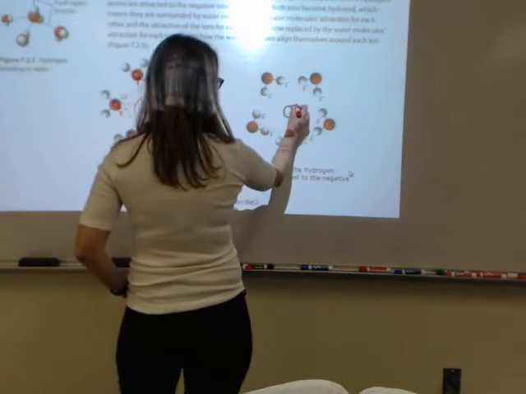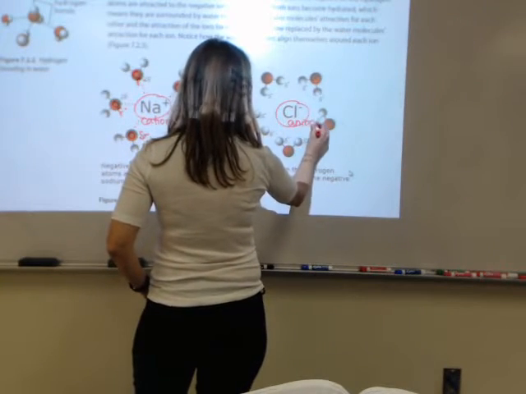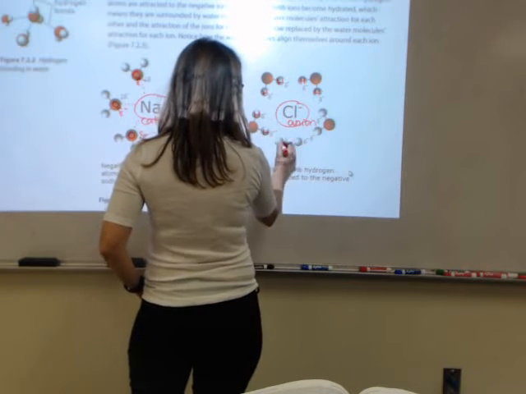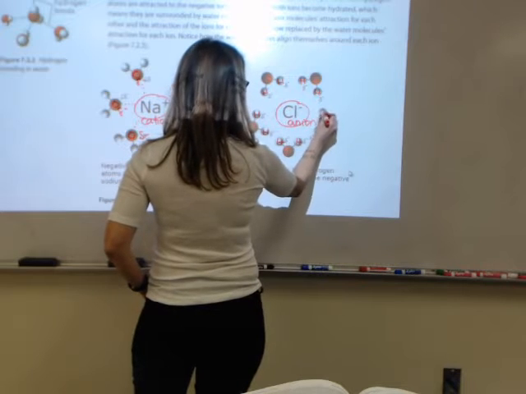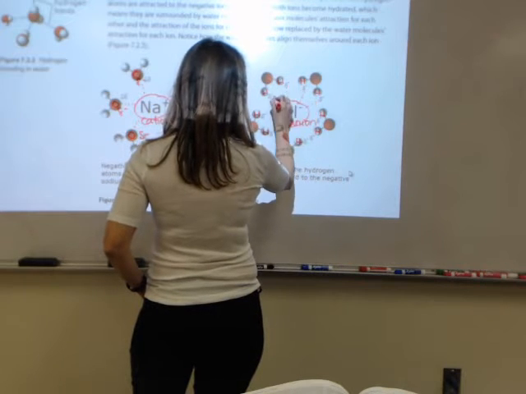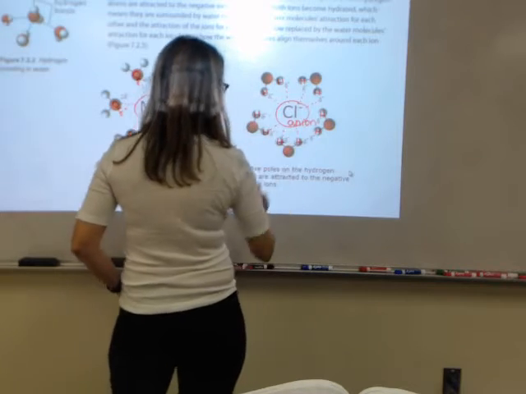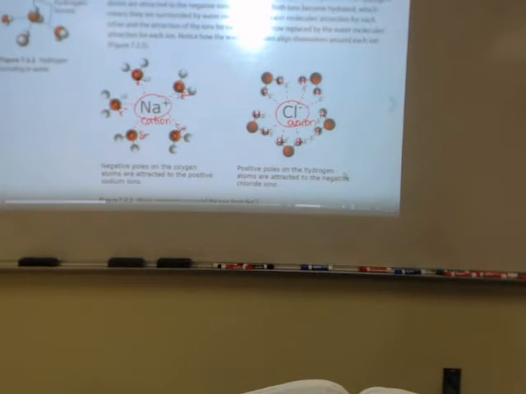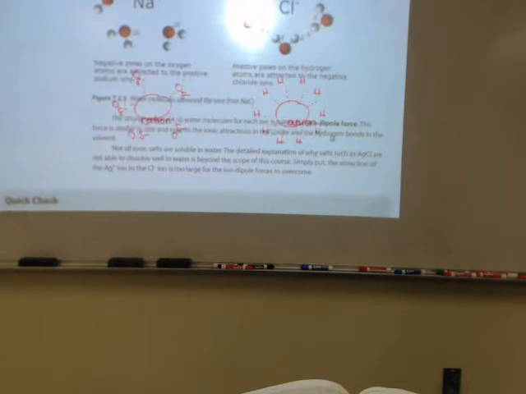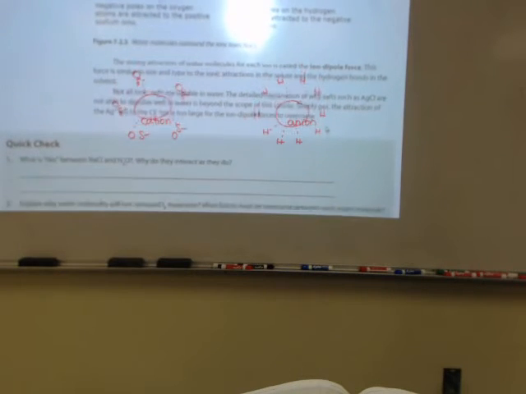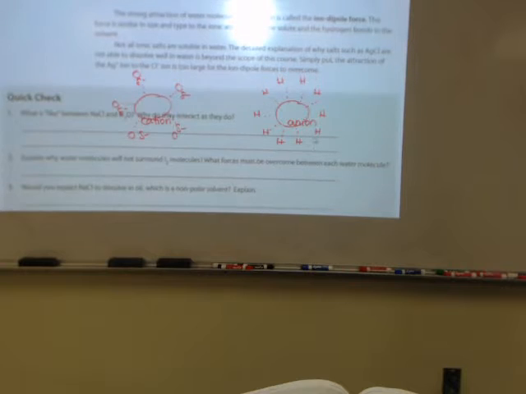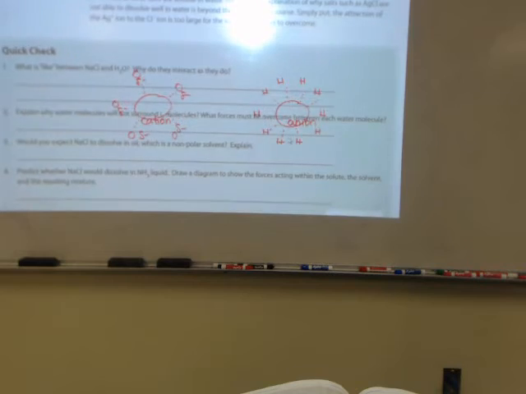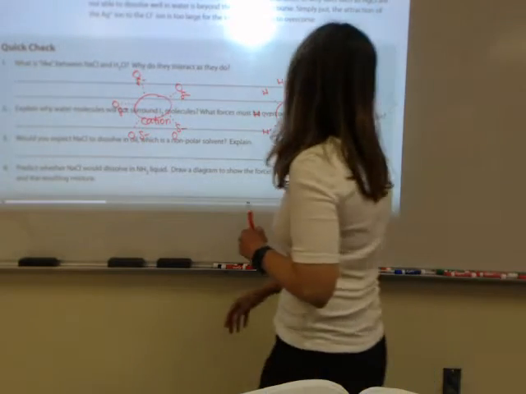On the right-hand side, you have your anion, the chloride ion, attracted to the positive end of water, which is where the hydrogen is. Okay, so this positive end of water is attracted to the negatively charged anion. Now, you know that this attraction is known as an ion dipole force. And that force is similar in size and type to the ionic attractions in the solute and the hydrogen bonds in the solvent. Now, not all ionic salts are soluble in water.